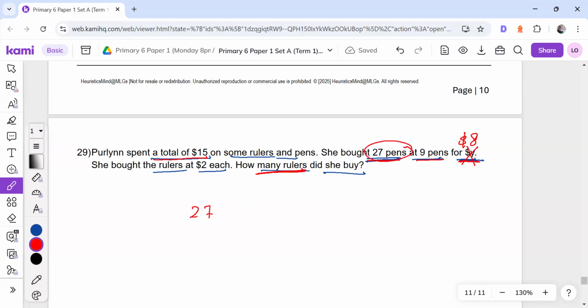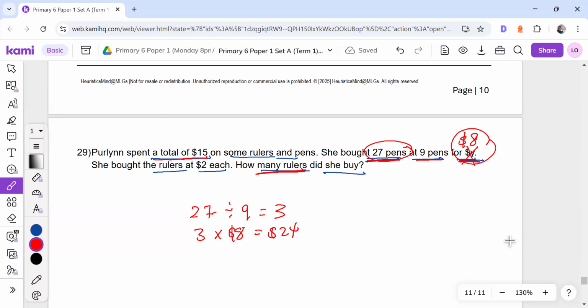You take 27, divide by 9 to get 3 groups. 3 groups, right? How much is one group? One group is $8, right? 3 groups will be 3 times 8, and you will get $24. So she spent $24 to buy 27 pens.